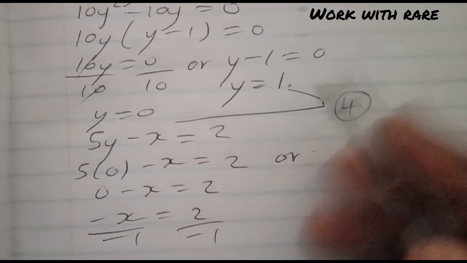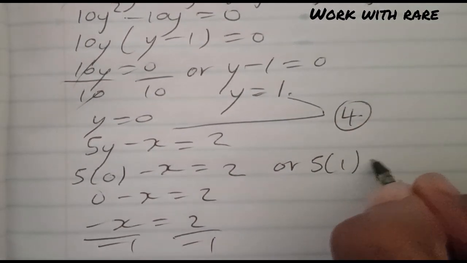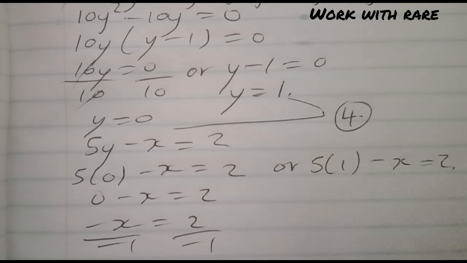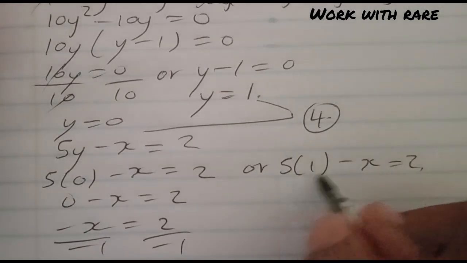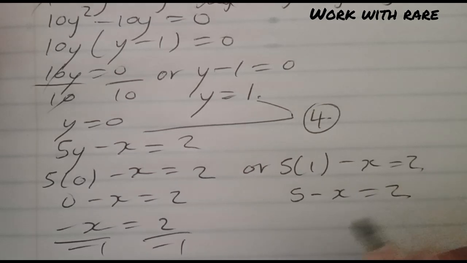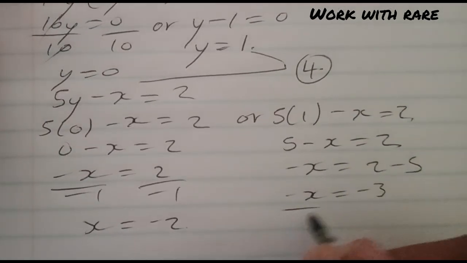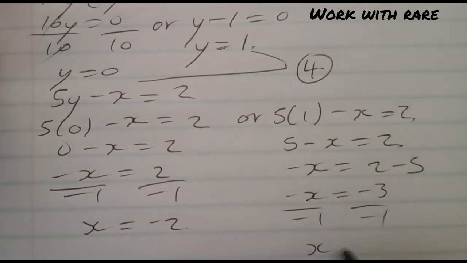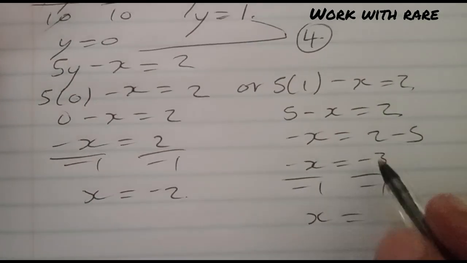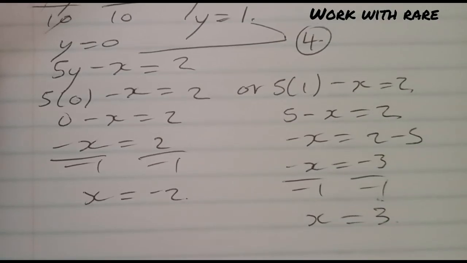Or now I have to substitute 1. So here I substitute 1 is equals to 2. When I multiply this and this, it is 5. And I take 5 to the opposite side, so it will be 2 minus 5, which is -3. Then we are not looking for negative x, we are looking for positive x. So when we divide these two, our answer will be 3. So this is our final answers.